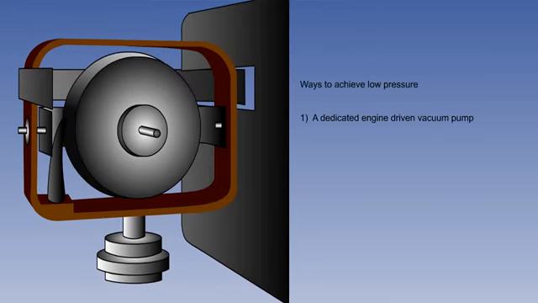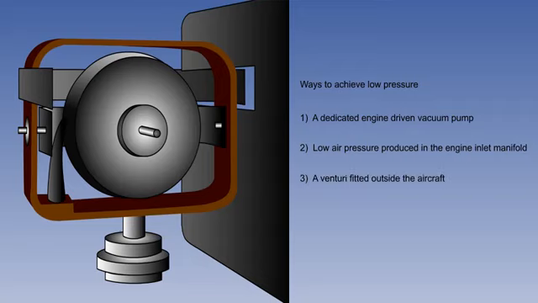Low pressure in the instrument case can be achieved in 3 ways. Firstly, by using a dedicated engine-driven vacuum pump. Secondly, by utilising low air pressure produced in the engine inlet manifold. And thirdly, by the use of a venturi fitted outside the aircraft. The main advantage of the air-driven gyro is that it is independent of electrical power and is therefore not at risk from a total electrical failure.